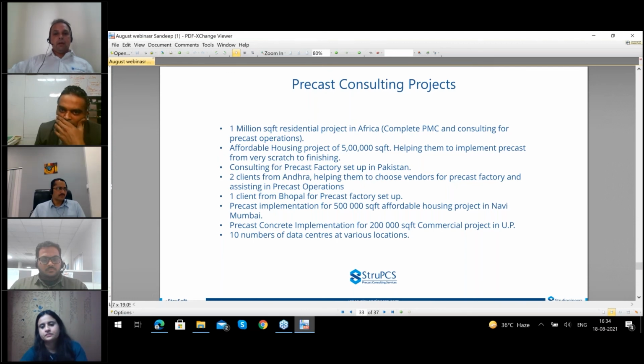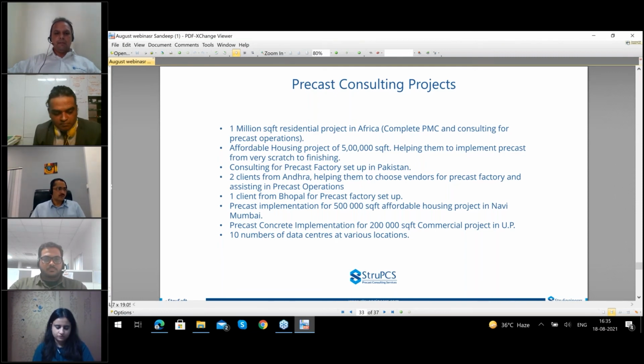We are also doing a 5 lakh square feet affordable housing project in Ranchi, where we are again helping them set up a precast plant from scratch to finish. By finish, I mean all the sheds and everything. So similarly, there are a lot of projects.